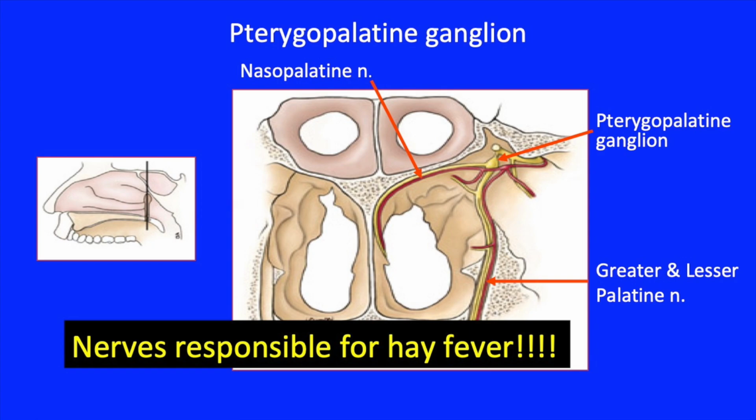Because these are the nerves responsible for hay fever symptoms. If you stay in this area long enough, you might be one of the lucky few who does not experience the joy of hay fever in the spring.